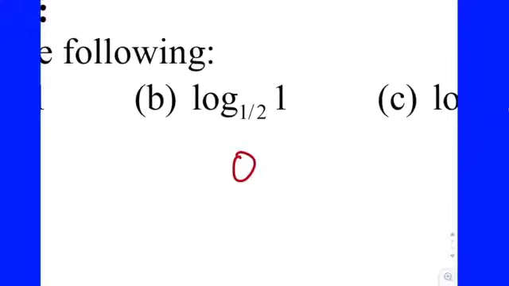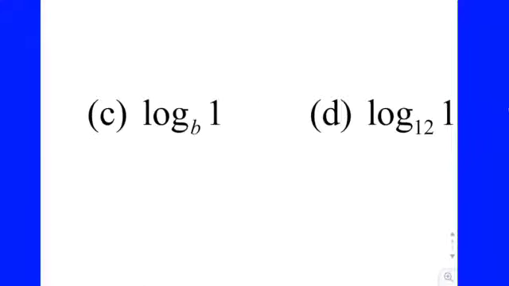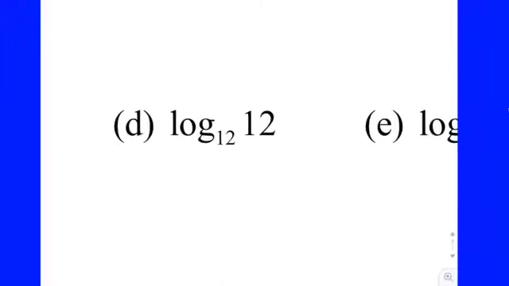All right. What's log base 1/2 of 1? 0. Good. What's log base b of 1? 0. Because b to the 0 is 1. Good. What's log base 12 of 12? Ooh, that's different. Is it 1? Yeah, it's 1. Why? Because they cancel each other out.